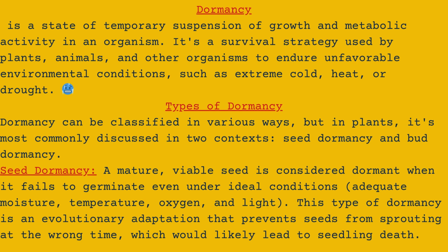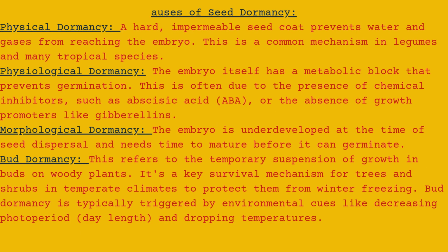Now we'll see here the first: seed dormancy. A mature, viable seed is considered dormant when it fails to germinate even under ideal conditions. This type of dormancy is an evolutionary adaptation that prevents seeds from sprouting at the wrong time, which would likely lead to seedling death. The causes of seed dormancy.